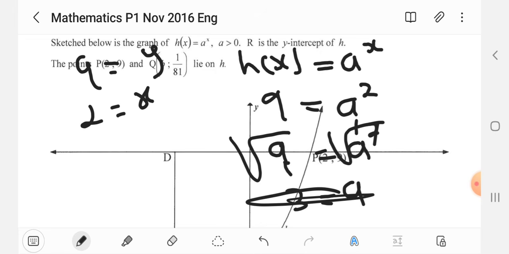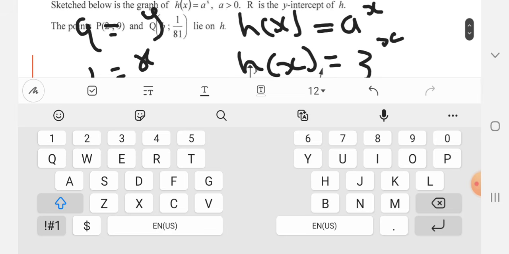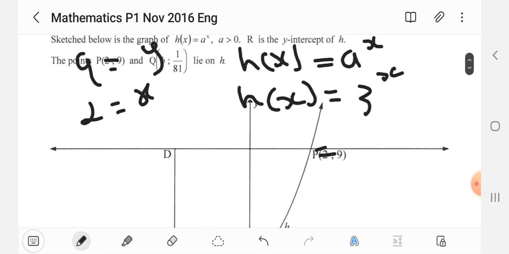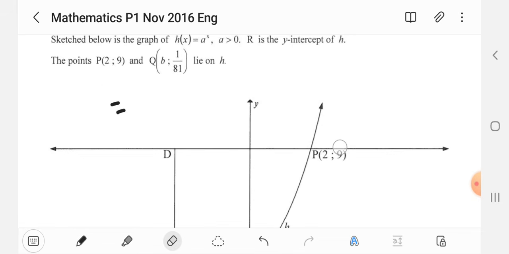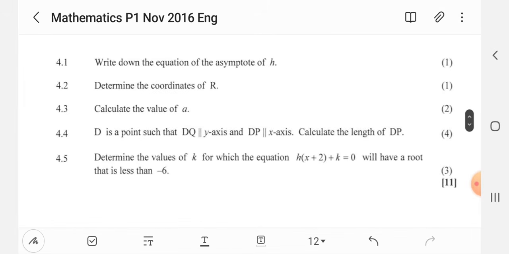So meaning the new equation here is h(x) = 3^x, 3 to the power of x. Yes, that is how you will do it, guys. Functions are not hard. I have a functions playlist that I did, and if you're finding it hard, please check that out. Functions are your best friend.